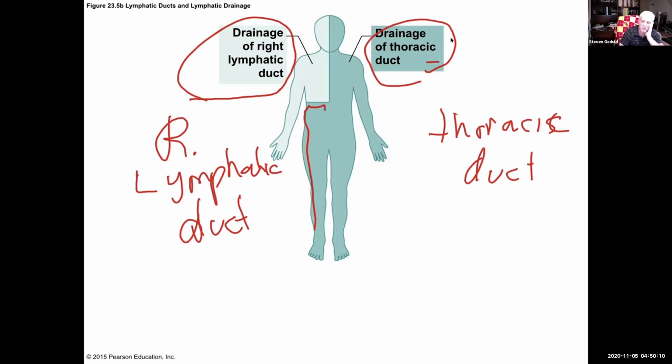The right lymphatic duct drains the right side of the body above the diaphragm. That's it. That's how they drain. And like I said, there's no advantage to it just doing that, but that's just how it develops embryologically.